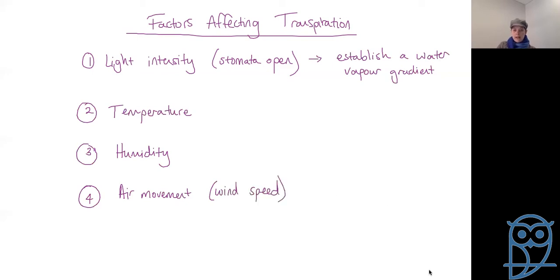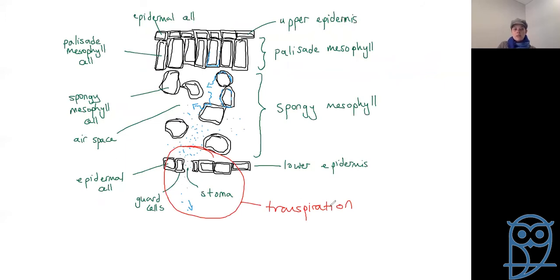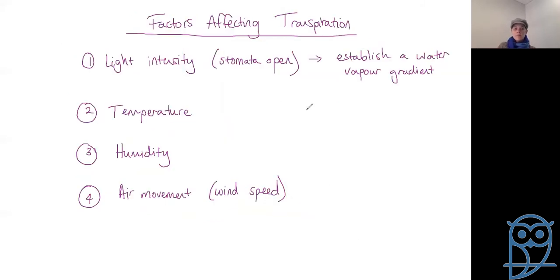If we go back to our diagram here, if we had a wind that was coming across and blowing all this water vapor away, then of course we're maintaining that gradient. We're maintaining lots of water vapor on the inside, not much on the outside. So it's going to keep coming out. If there's no wind, well, water vapor is going to collect outside the stomata, and therefore we're going to decrease that gradient. So high temperature, high humidity, and high winds are all going to increase the water vapor gradient.